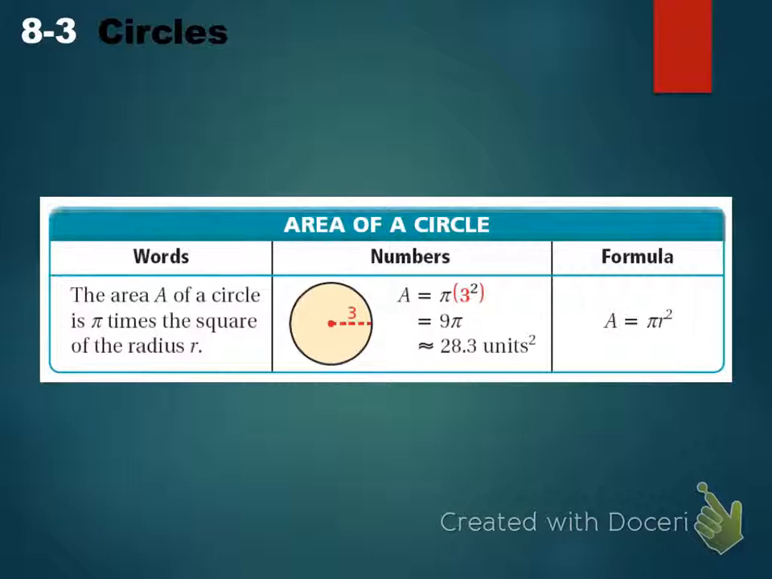But then if you use the pi button on your calculator, it would be approximately 28.3 units squared. That's another thing to remember: when we're finding area, we're multiplying, so we end up with square units. Whether that be inches squared or centimeters squared, they'll usually always be squared if you're talking about area. So the formula is written as a capital A equals pi r squared.